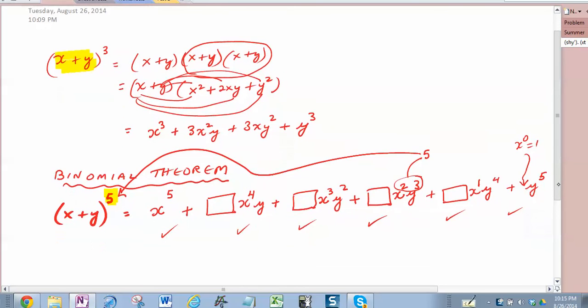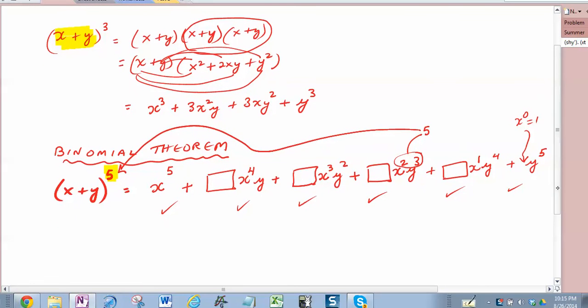All I've got left is to find the missing coefficients. What goes in here? Okay. If you cast your mind back to Algebra 1, you met Pascal's triangle. Pascal's triangle is a quick way of coming up with the mystery coefficients.